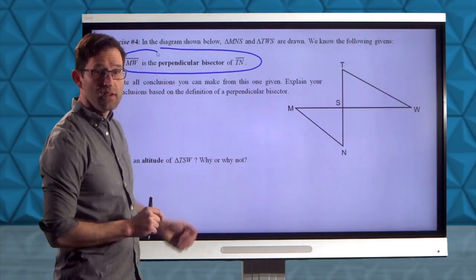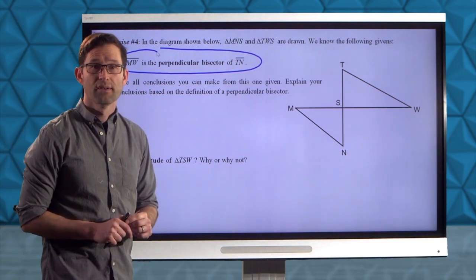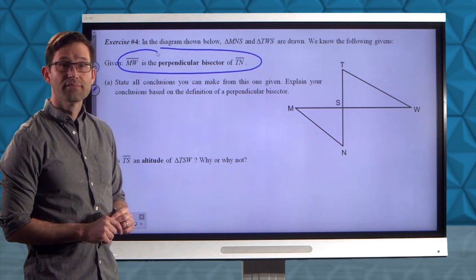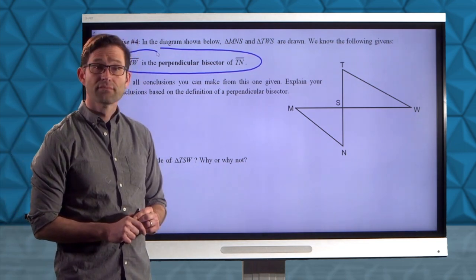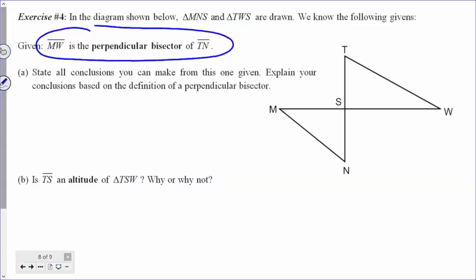All right. Talk to me about all the conclusions you can make based just on this. Take a few moments. All right, let's go through it. Remember, MW is the perpendicular bisector of TN. Well, one thing I can say right away is that segment TS is congruent to segment NS. By the way, if you have the letters reversed on those segment notations, that's completely okay.